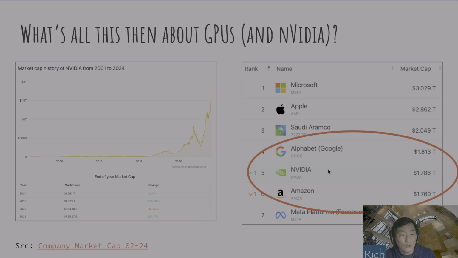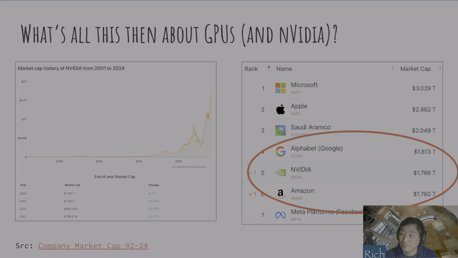So Google, which has been around for a long time doing search, and Amazon, which has been around a long time doing shopping, are not as valuable as a company making GPUs. Think about that for a second. And the question is why? What's going on? So the intuition here is the GPUs have become the darling and the only way to process AI models.